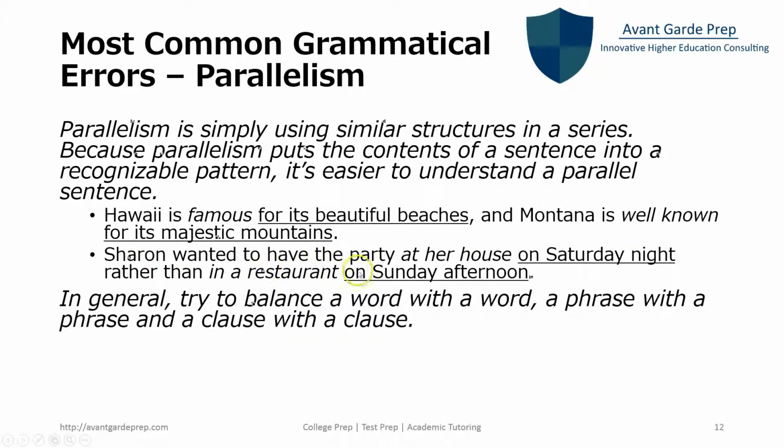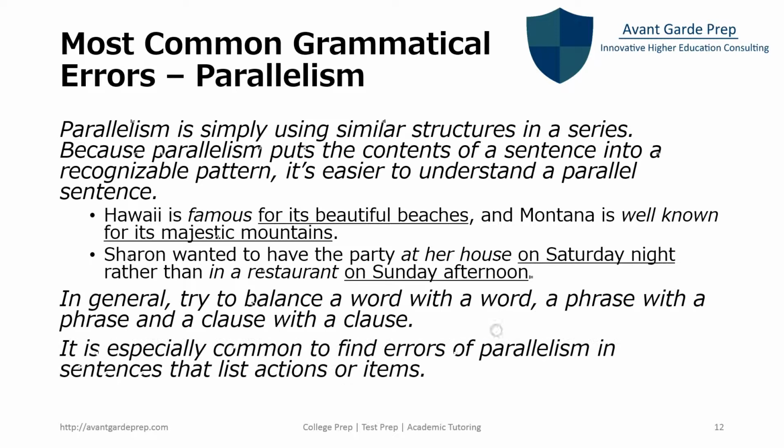And then we have, Sharon wanted to have the party at her house on Saturday night rather than in a restaurant on Sunday afternoon. So we have two prepositional phrases, one describing where, the other describing when, and it's word for word parallel. At her house, in a restaurant, or on Saturday night, on Sunday afternoon. And that's the idea, in general we're trying to balance a word with a word, a phrase with a phrase, and a clause with a clause. It's especially common to find errors in parallelism when we have sentences that have lists, either a list of actions or a list of items, so look for that.